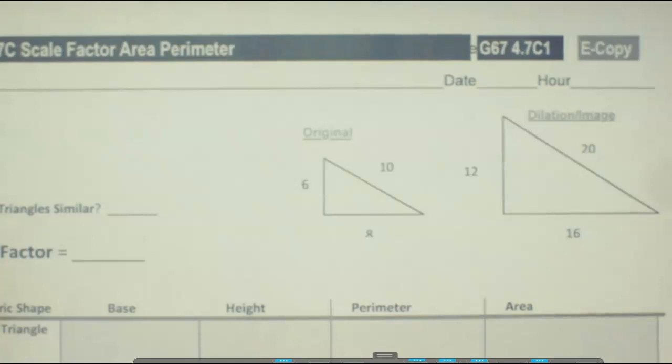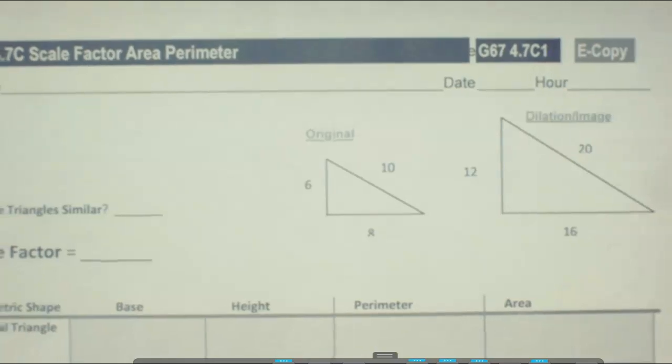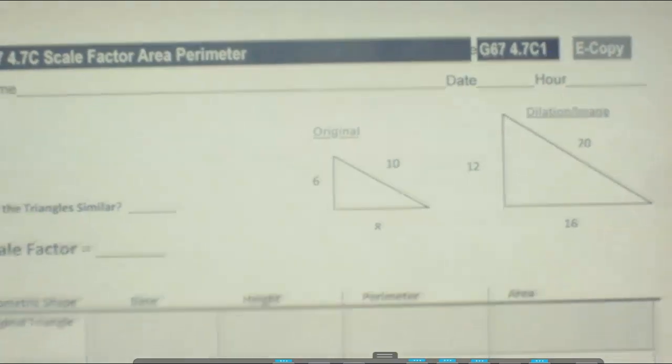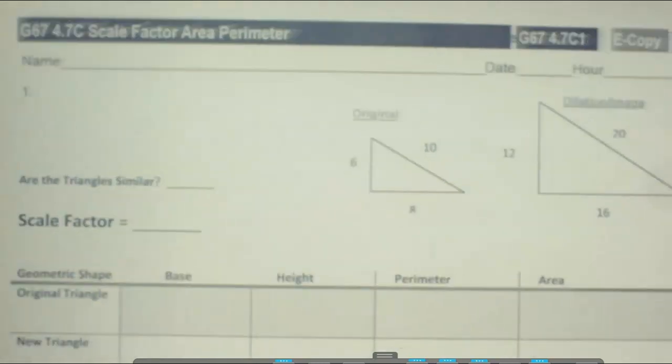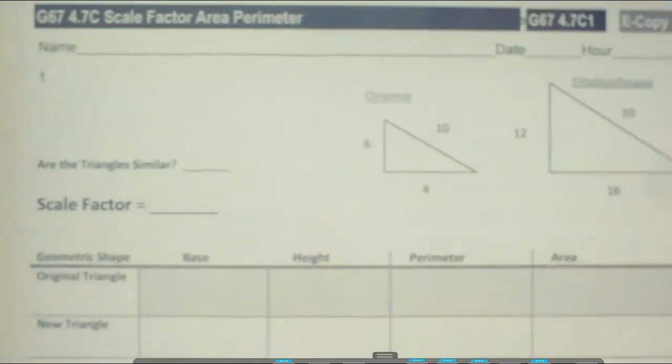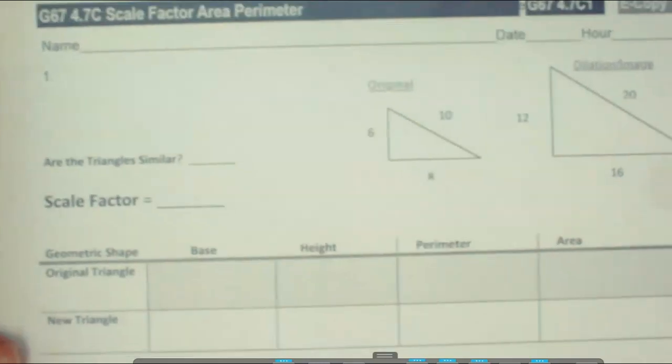Hello, this is a tutorial on 4.7C1. We're going to be looking at scale factor, area, and perimeter. So there's a relationship here between these. Sorry about that. Let me get that up there so you can see this first box a little bit better.